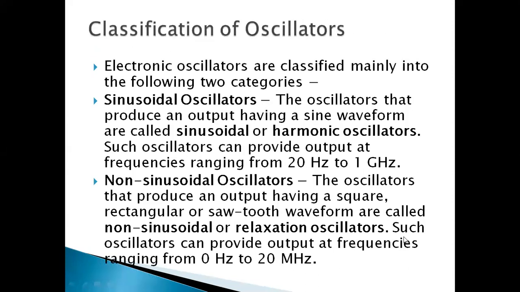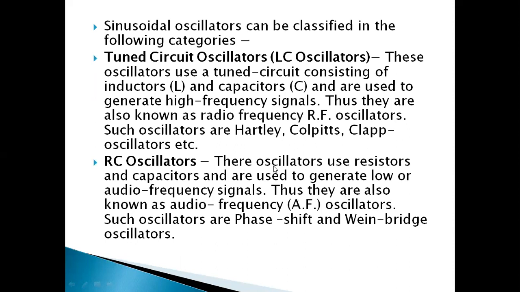First one is the sinusoidal oscillator, which generates sinusoidal waveforms. A non-sinusoidal oscillator is the oscillator which generates non-sinusoidal waveforms, like triangular waveform, square waveform, or sawtooth waveform. Again, sinusoidal oscillators can be classified as LC oscillators, RC oscillators, negative resistance oscillators, as well as crystal oscillators. LC oscillators use inductors and capacitors in the feedback network or in the circuit. Examples are Hartley, Colpitts, Clapp oscillator.